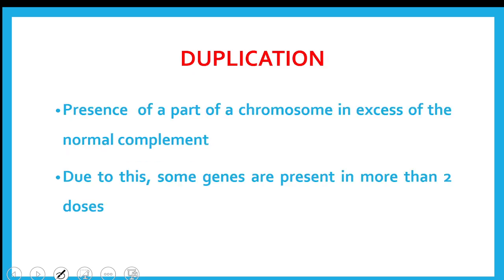And coming to the second one, duplication. Presence of a part of a chromosome in excess of the normal complement, that means an extra part is said to be added, then it is called duplication. So deletion is loss, whereas duplication is addition. So some genes, due to this, are present in more than 2 doses.